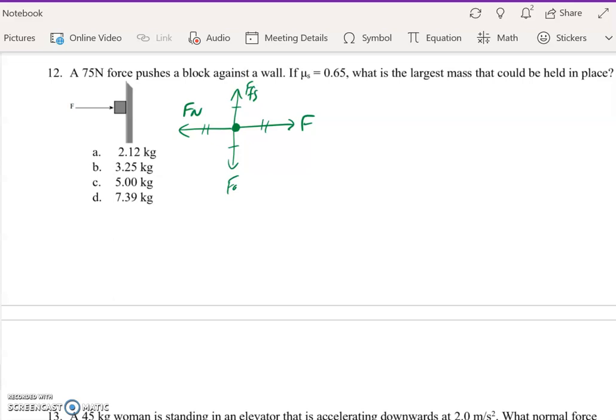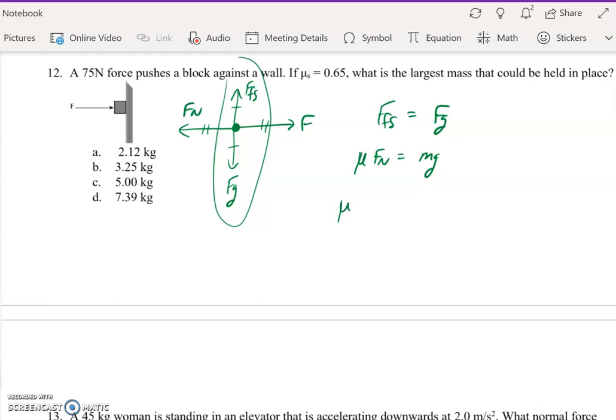Those have to be in equilibrium. It gives us mu, and we want to know about a mass. So we're mainly going to focus on the force of friction and the force of gravity. We know that they are the same. I don't need to do F equals ma here because there's no acceleration going on. So mu times the normal force equals mg.